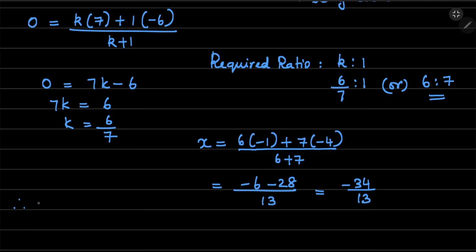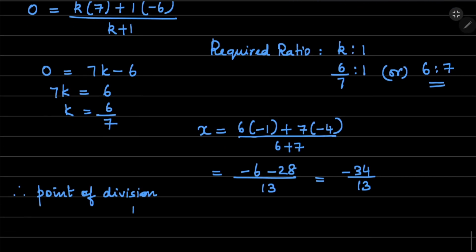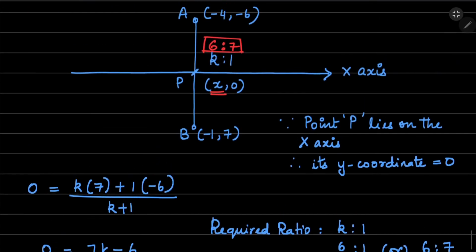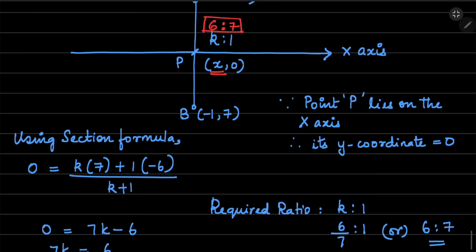Therefore, what is the point? Therefore, the point of division, in our figure we have marked P. P will be equal to x comma 0. And what is x? Minus 34 by 13 comma 0. That's your answer. So this is how you have to do it using the section formula. Let's move on to the next question.